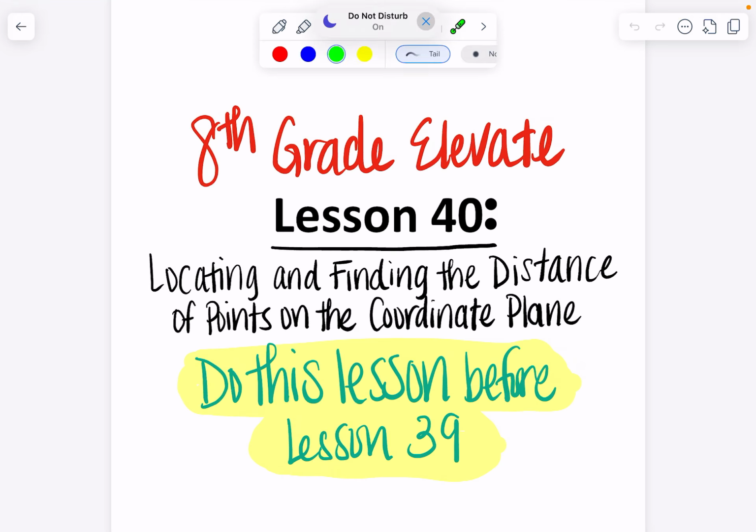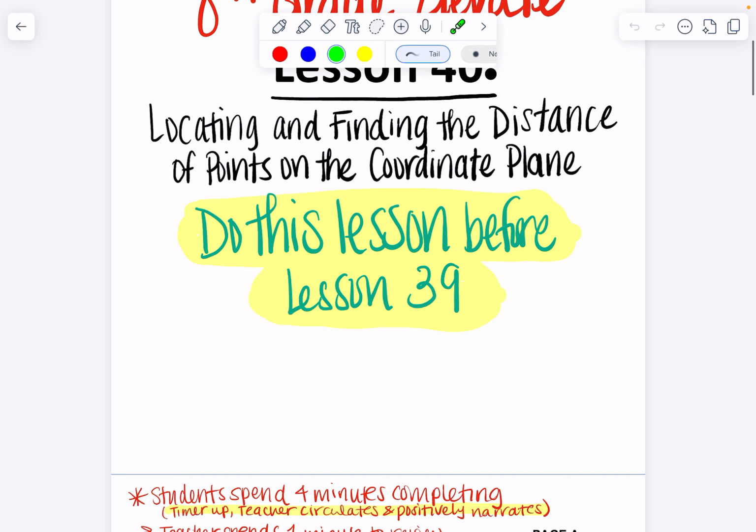Hi everyone. Today we are going to be going over lesson 40 for our 8th grade Elevate groups, which is on locating and finding the distance of points on the coordinate plane. We are going to be doing this lesson before lesson 39 only because it follows a more natural progression of the skills that students are required to master over the next few days.